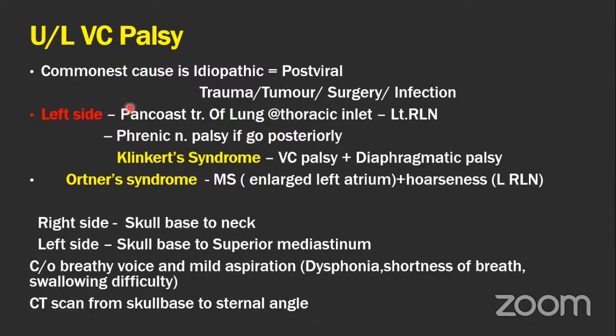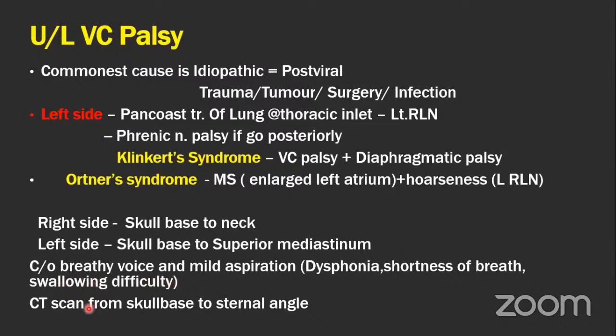So what will be the symptom of the patient? Usually it is breathy voice and mild aspiration. In a unilateral vocal cord palsy or recurrent laryngeal nerve palsy, aspiration is not at all a major symptom. If at all it is happening, it's only mild. Usually aspiration happens in bilateral or superior laryngeal nerve involvement. In a unilateral vocal cord palsy, usually it is breathy voice. The patient presents with dysphonia, shortness of breath and swallowing difficulty. Okay.